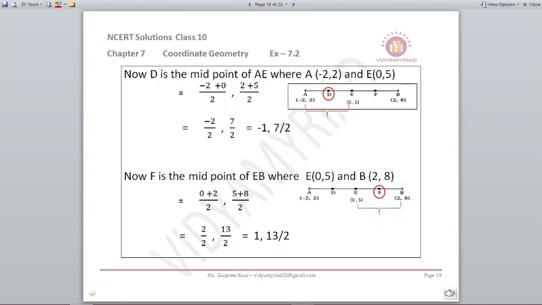Now look at EB. If I look at EB, F is the center point. I have E coordinates, I have B coordinates. Using that, I will find out F coordinates using midpoint. So (0 plus 2) upon 2 and (5 plus 8) upon 2. It becomes 2 upon 2 and 13 upon 2. That is (1, 13/2). So with this, I am able to find out E coordinates using AB, D coordinates using AE and F coordinates using EB.